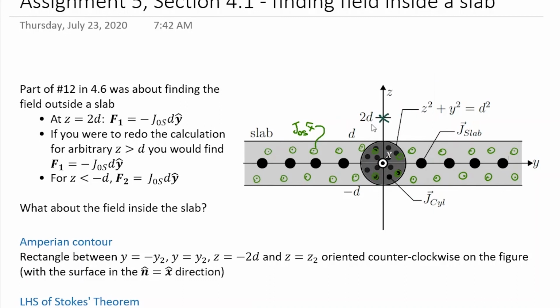At this point, this was outside the slab, and we found that the field here was equal to negative J naught S d y hat. It turns out if you were to do the calculation for some arbitrary z value above the top surface of the slab, you'll find the exact same field. I'm not redoing the calculation, but it's going to be exactly the same as we just did. So this is the field here. The field below the slab is the same, but just in the opposite direction.